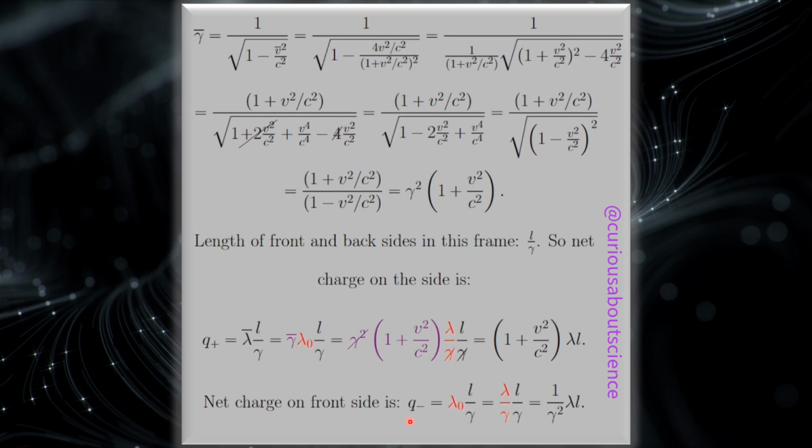Note the charge on the front side is Q minus, and we have a similar situation here, except now we have 1 over gamma squared lambda L. So because the velocity in a shifting frame made the front and back sides, which are running parallel to the motion, do opposite things, because one contracts and the other expands based on gamma and the relative velocities based on Einstein's rules, that's going to change the charge distribution and all the other stuff, and that's what creates the dipole thing that we're going to have.